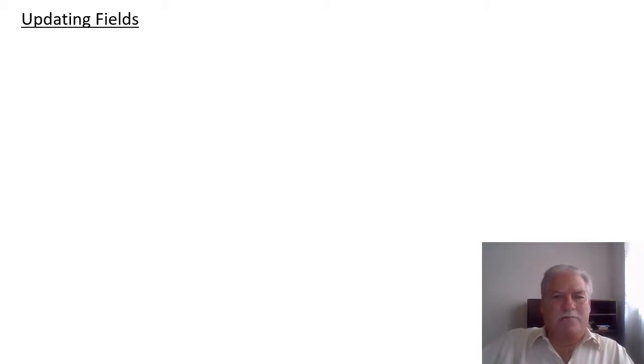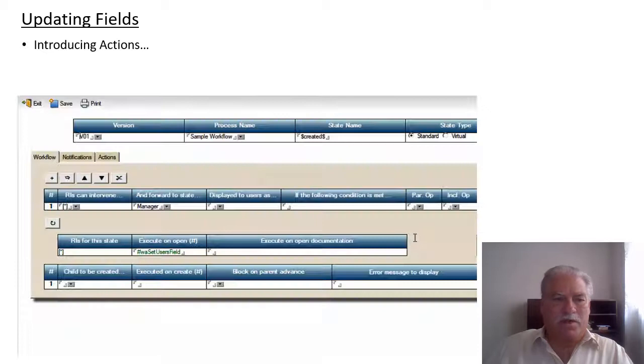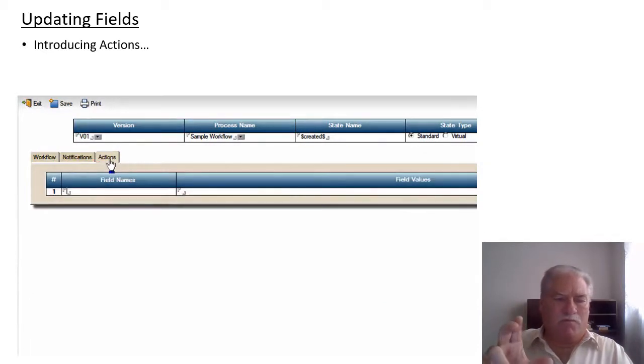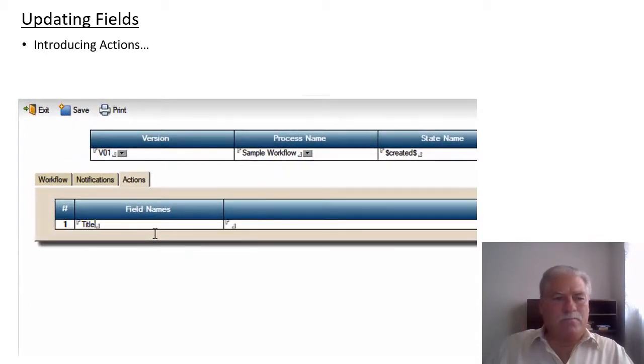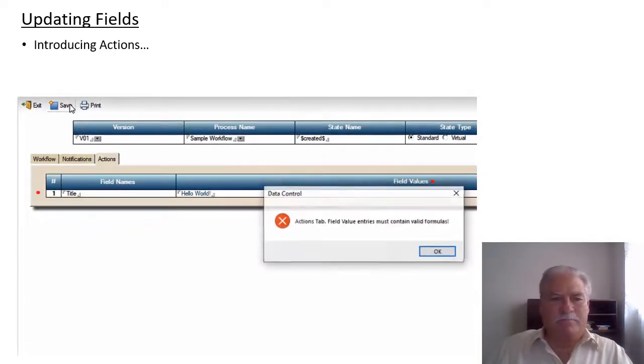So, updating fields. Here I'm going to be introducing a notion called actions. That was that last tab that you saw in the state document. And this allows us to update fields in the workflow document based on the rule that was selected. So let's start with a simple example. We'll say hello world. We'll update the title of the document.